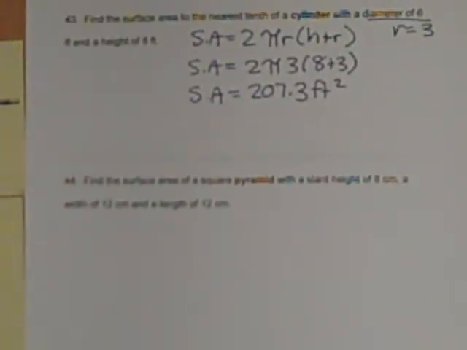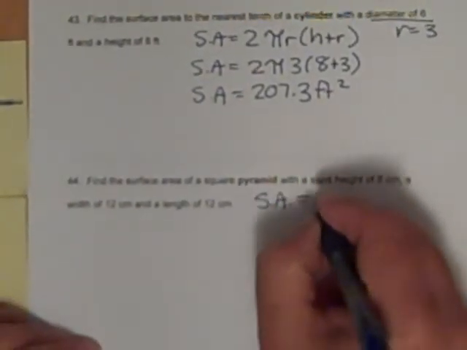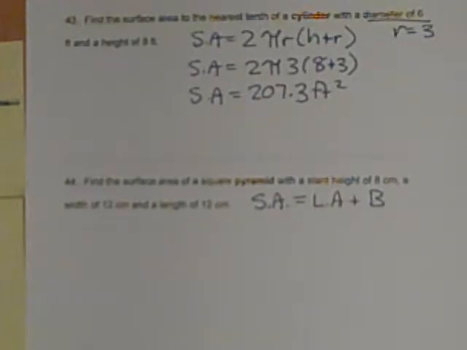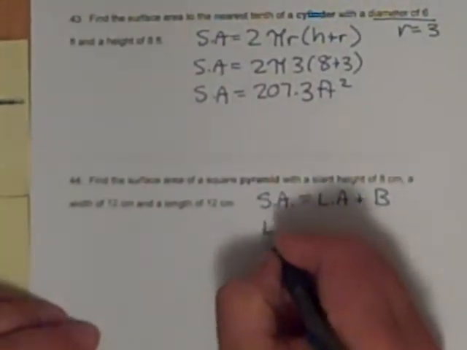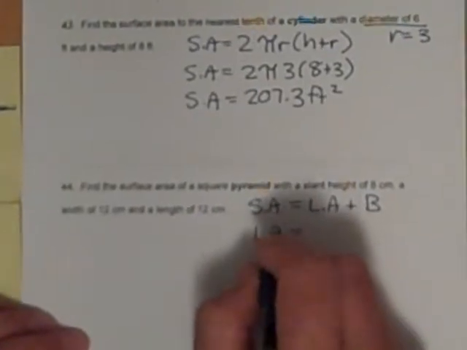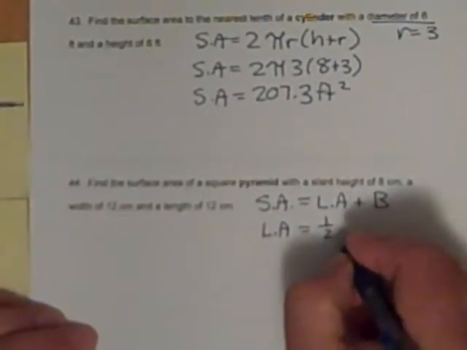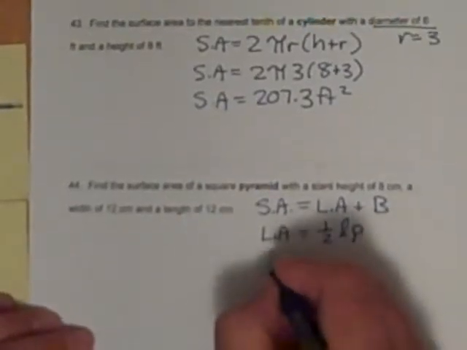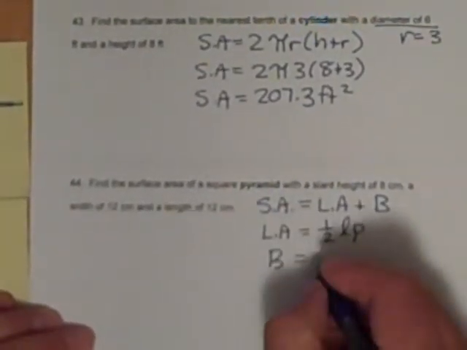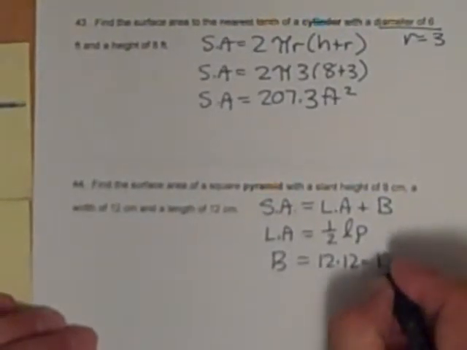44. Find the surface area of a square pyramid with a slant height of 8, a width of 12, and a length of 12. Okay, surface area of a square pyramid. The lateral area plus the area of the base. Okay, so we need to find the lateral area, which equals 1/2 L times P, and the base, which is going to be the sides. Since it's a square, it would just be 12 times 12, which equals 144.